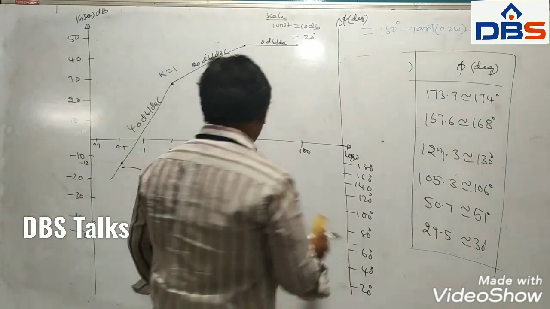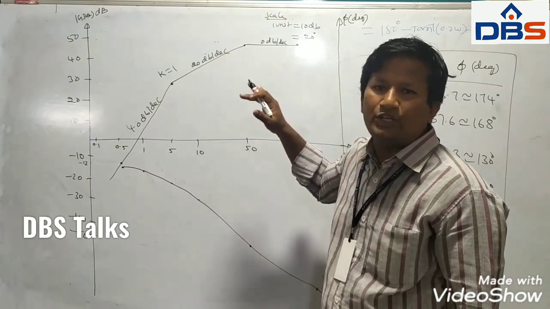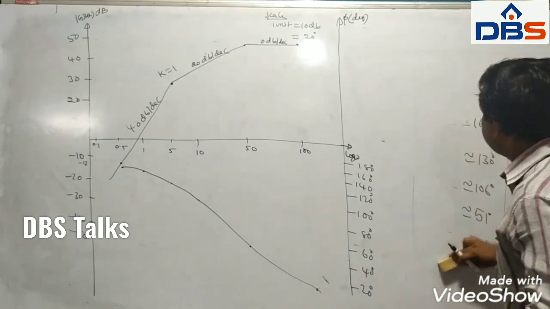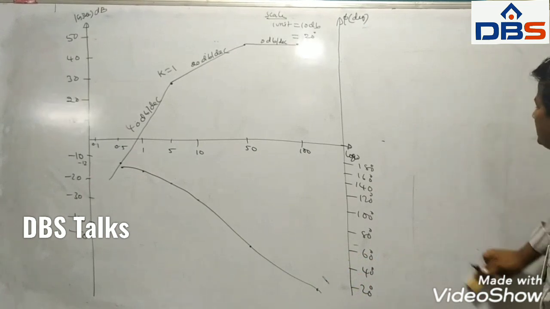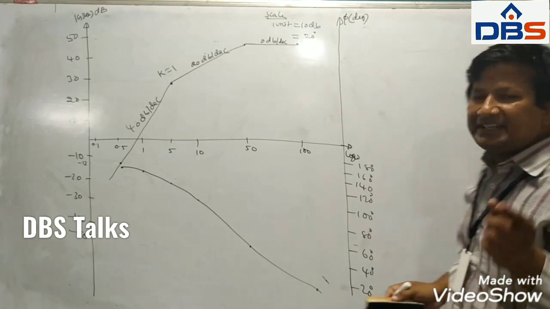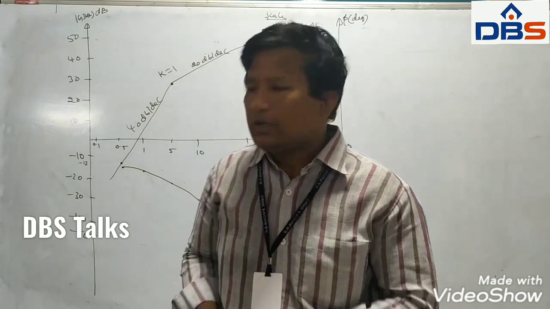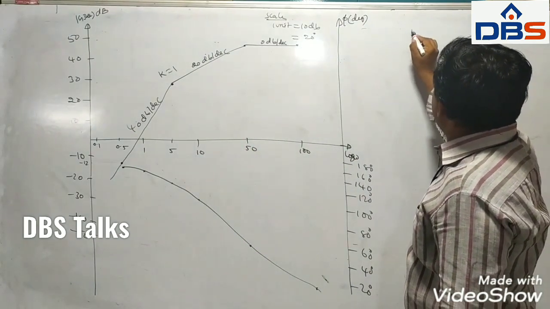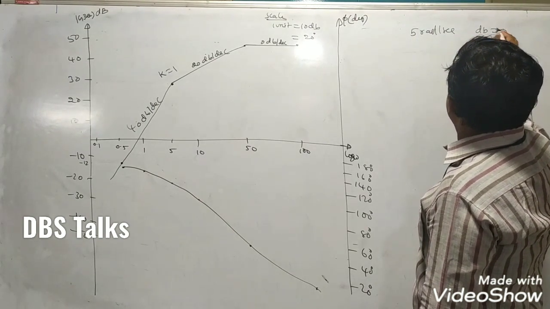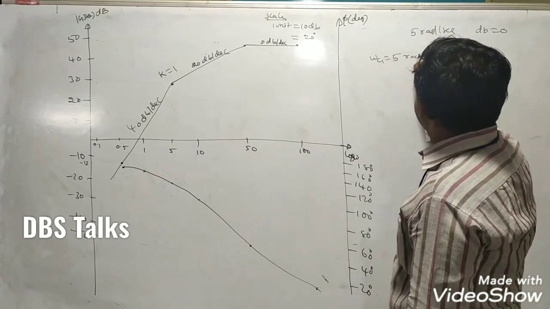Now I have to derive this. So this is the Bode plot for a given open loop transfer function, but they ask to find the k value at omega gc equal to 5 radians per second. The gain crossover frequency is given, so for that we have to calculate the k value. At the gain crossover frequency, the dB value must be equal to 0. But in the problem, omega gc equal to 5 radians per second.